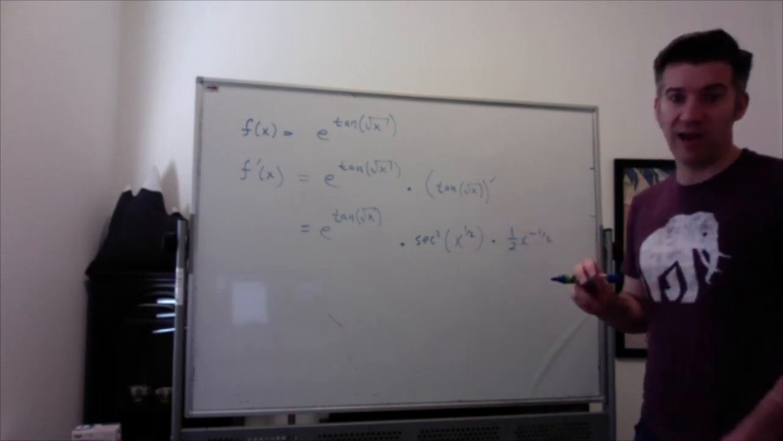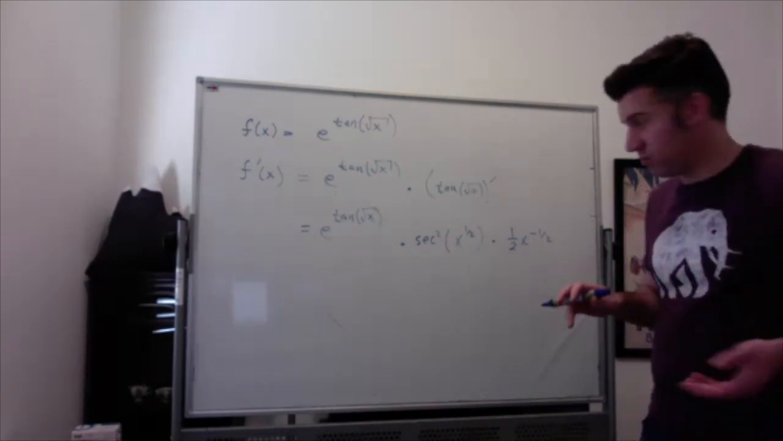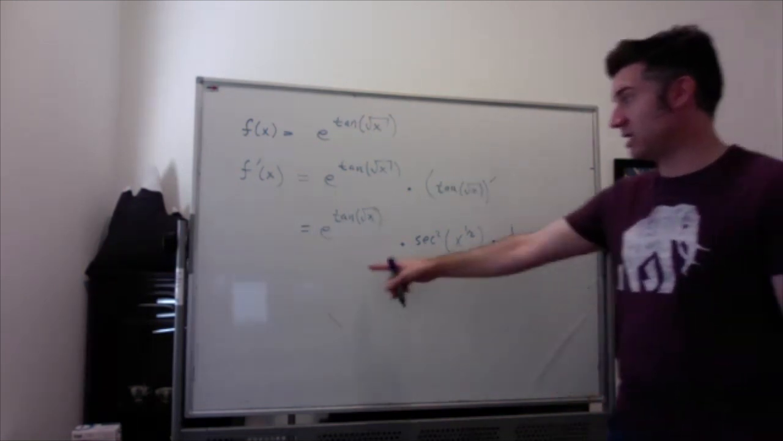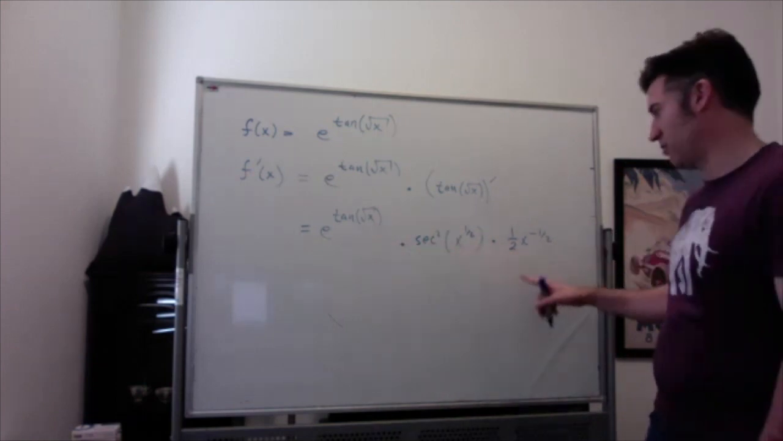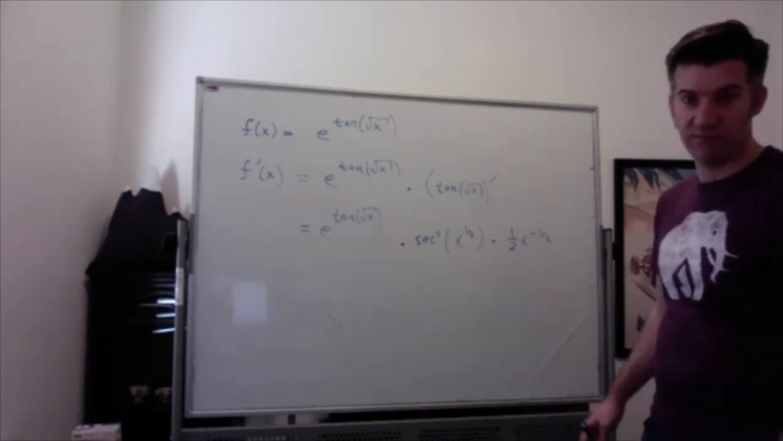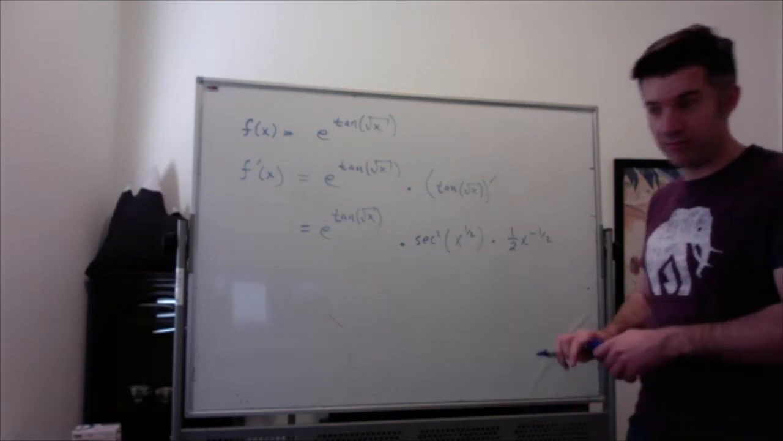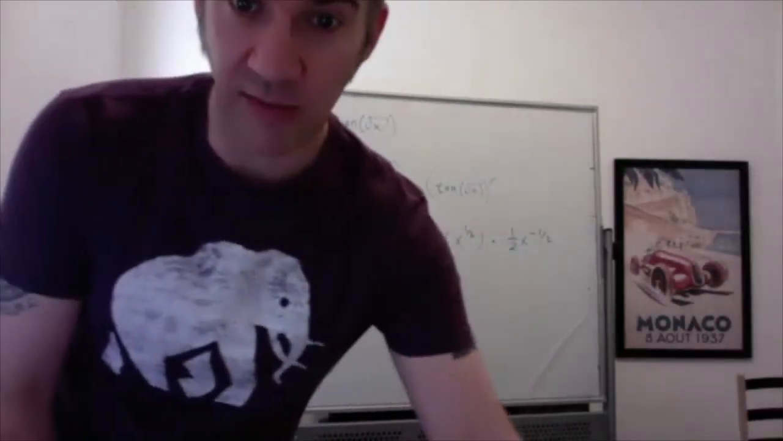And again, I would not simplify this unless someone asked me to. I would leave it like that. E to the tangent of the square root of x times secant squared of the square root of x times 1/2 x to the negative 1/2. That would be fine. Again, please pipe in or chime in if you have any questions.